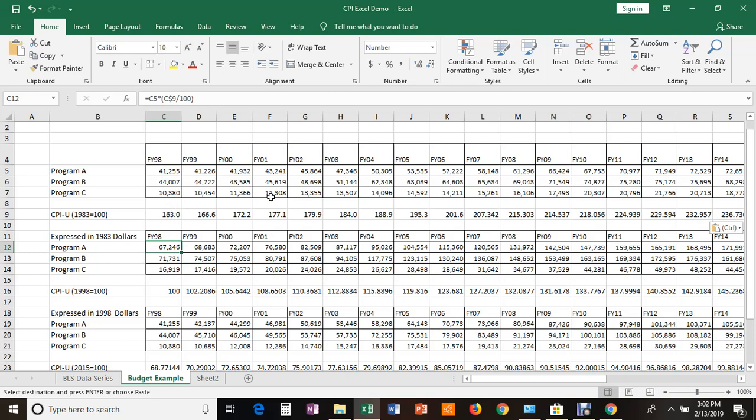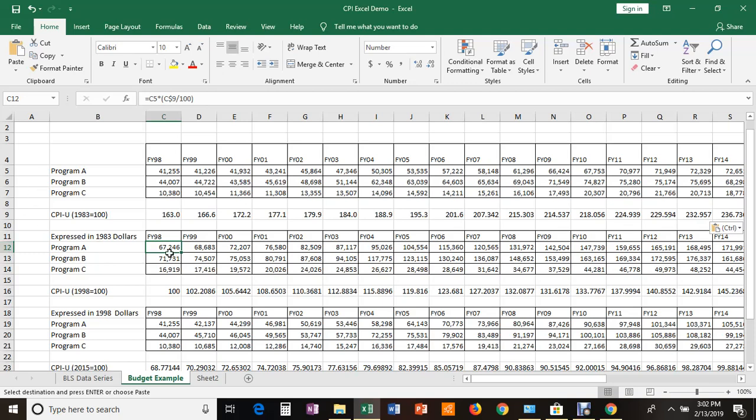Why do I divide the CPIU by 100? Because it's an index number. 163 is not really 163. You have to divide it by 100, it's actually 1.63. And the index is stated like this, multiplied by 100, because it's easier to say the CPIU is 163 than 1.63 something or other.